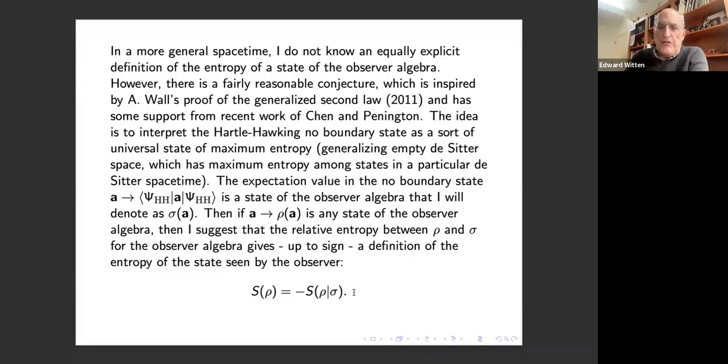The only trouble is I don't know if that definition is correct. I don't even know if it makes sense, because our knowledge of the no boundary state is so primitive that I'm not sure to what extent this concept makes sense. But anyway, this is what I would offer as a general definition of entropy.